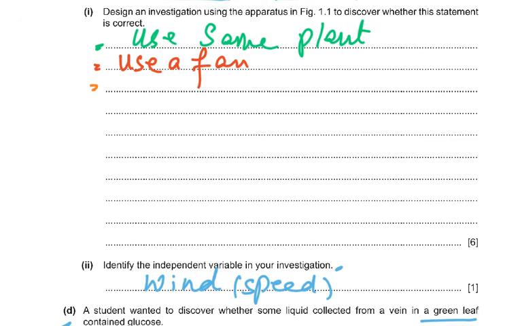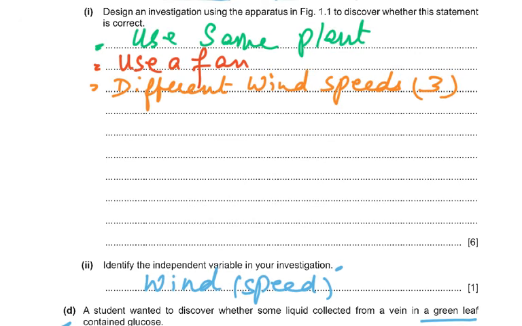Then you use different wind speeds. Maybe on your fan you have a speed control 1, 2, 3, 4 or something like this, and you should use at least 3 speeds.